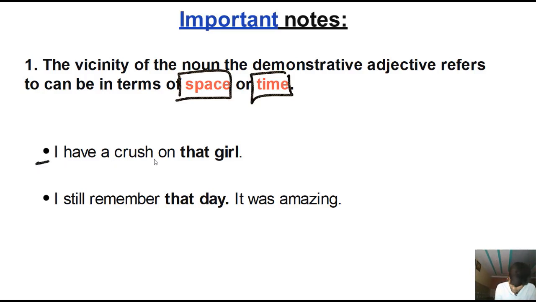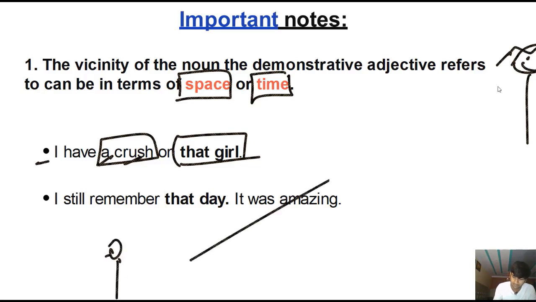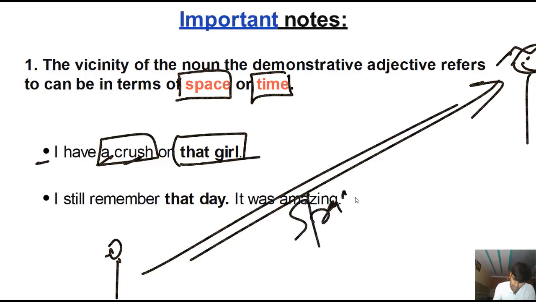I have a crush on that girl. So a crush, first noun phrase, crush noun with the indefinite article. That girl, referring to a particular girl, and I'm here. That girl. Now, this is a space relation.